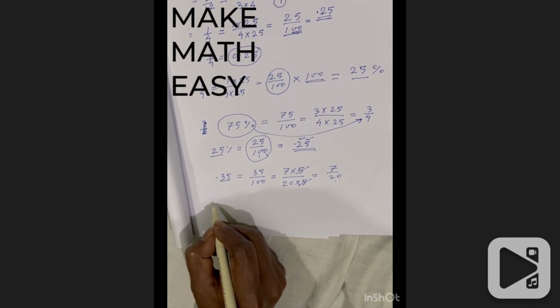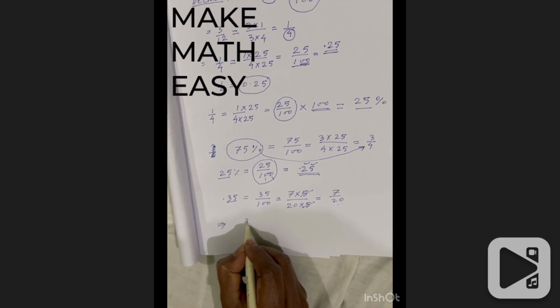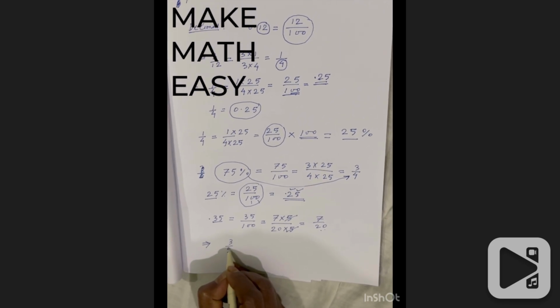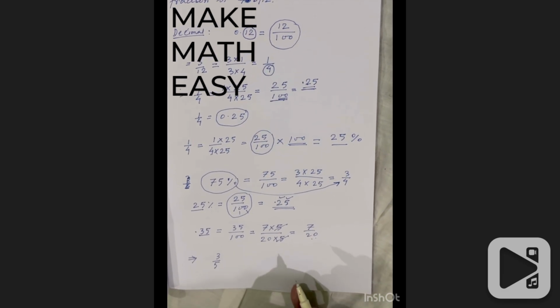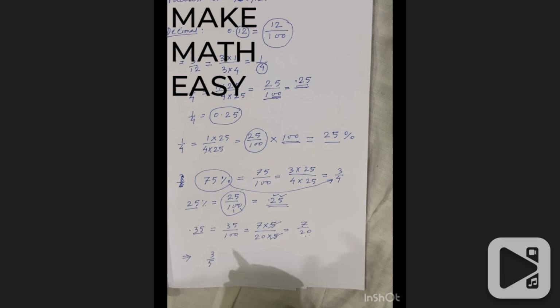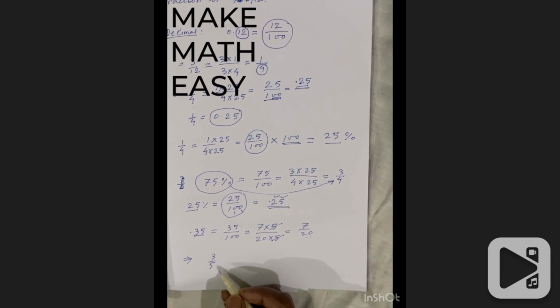Now this is your work. We gave 3 by 5 as a fraction. Convert it into a decimal, convert it into a percentage, and convert this percentage again to a fraction and again to a decimal.